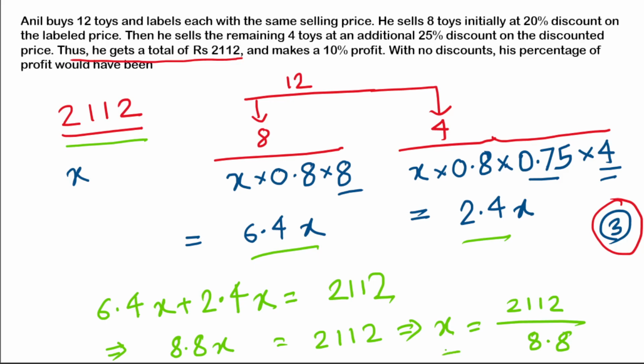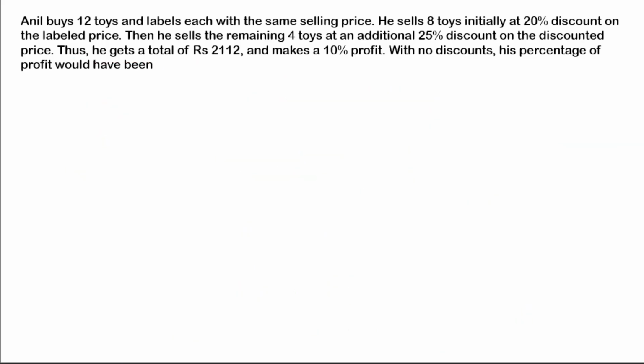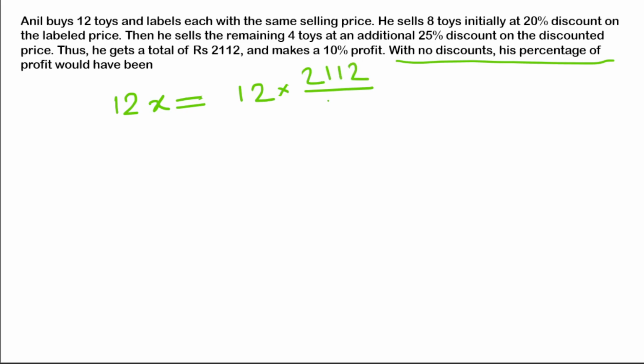So x we have found out, that is the level price, right? Now if he had sold everything without any discount, what is the question? With no discounts, how much would he have gained? That is 12 into x, right? Because there is no discount at all. So this is going to be 12 into 2112 by 8.8, because that was x. So this is how much he would have gotten, right? Now what is his buying price? So with everything he made a 10% profit, right?